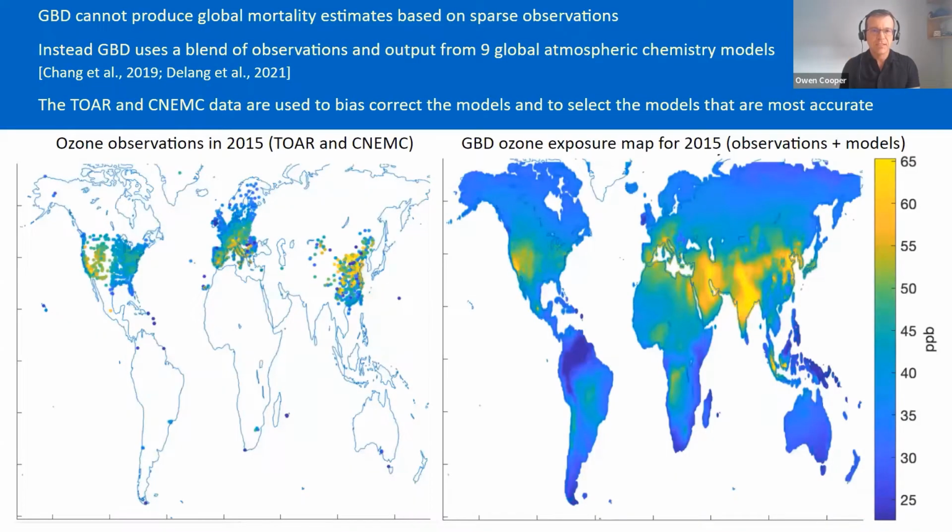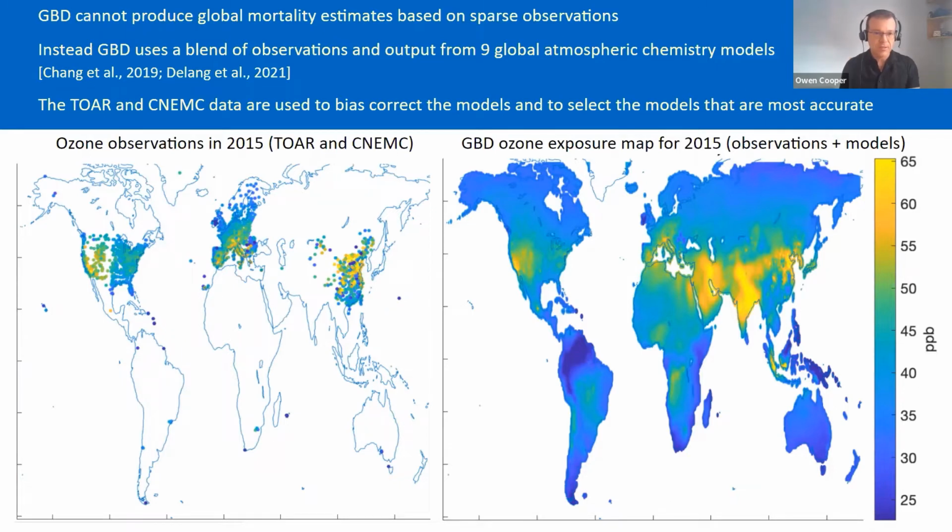So GBD can't produce global estimates of air pollution worldwide based just on sparse observations. Instead, GBD uses a blend of observations and output from 9 global atmospheric chemistry models. And both the TOR and the Chinese monitoring network data are used to bias correct the models and to select the models that are most accurate.